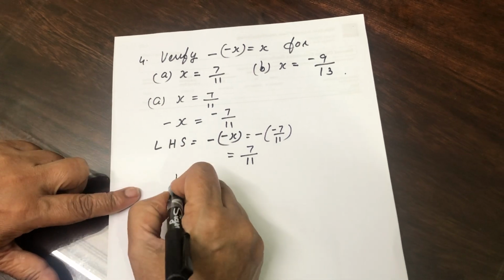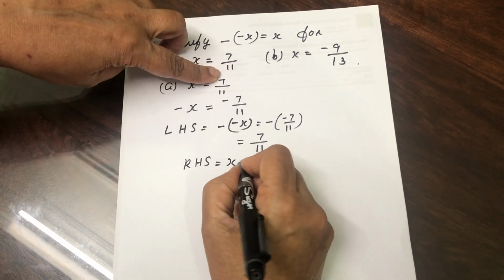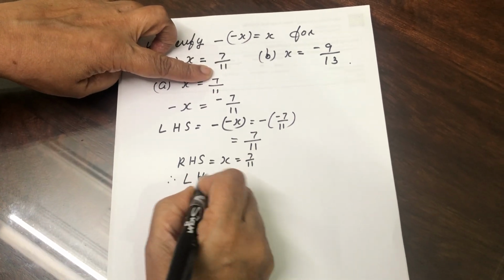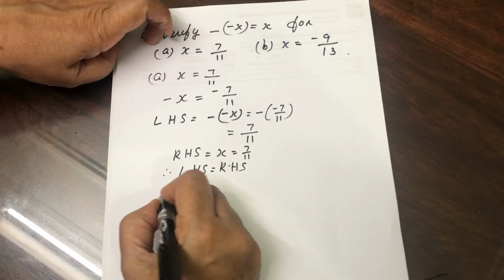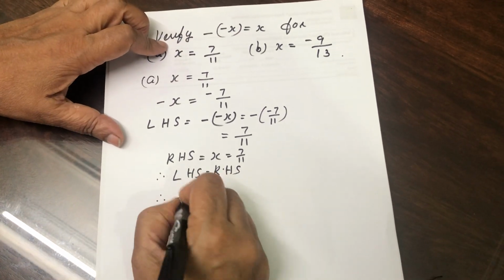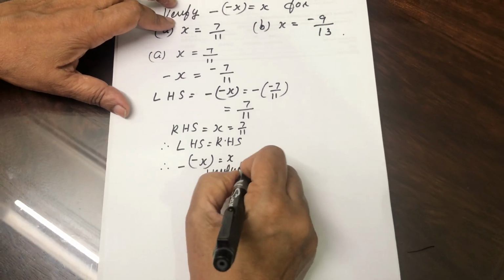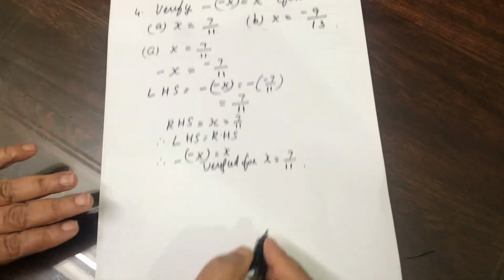So what is our RHS? RHS is x. What is the value of x? 7 by 11. So therefore LHS equals RHS. So therefore minus of minus x equals x. Verified for x equal to 7 by 11.